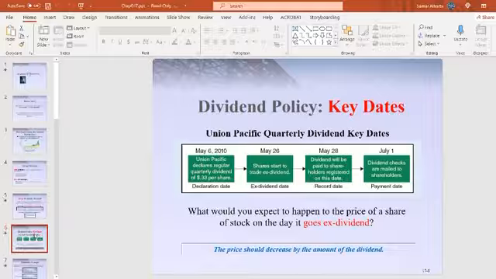Okay? The question is, what would you expect to happen to the price of a share of stock on the day it goes ex-dividend? So, what will happen to the price of the share here?